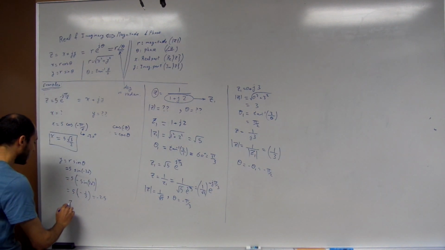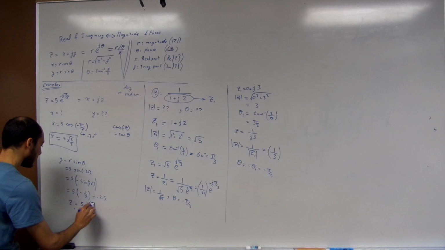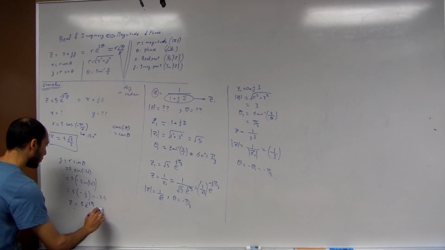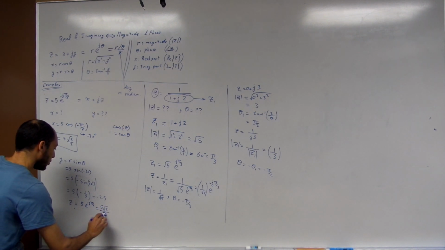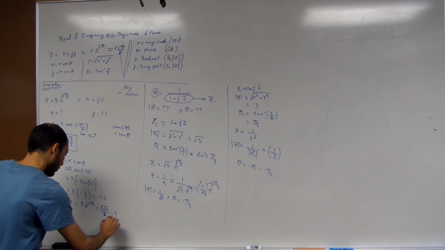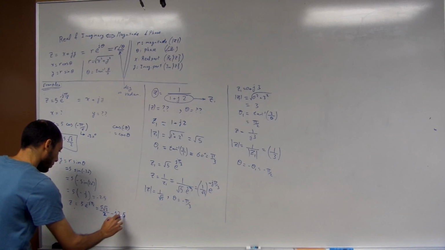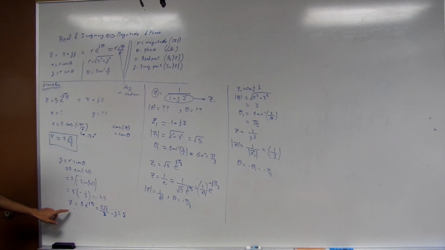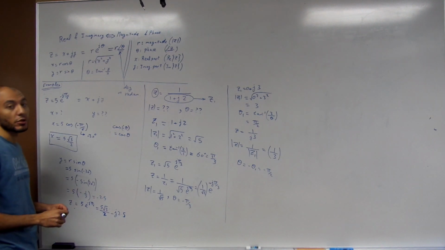So in that case, z, which is equal to 5 e power negative j pi over 6, is equal to 5 square root of 3 over 2 minus j 2.5. So that is polar and that is Cartesian. This is in the form of real and imaginary parts.